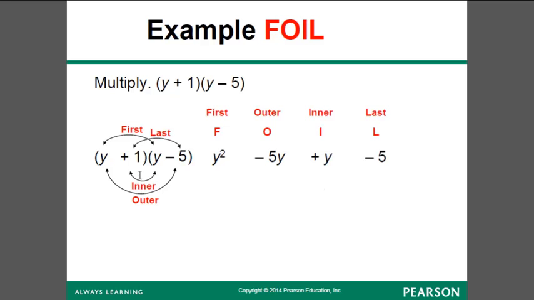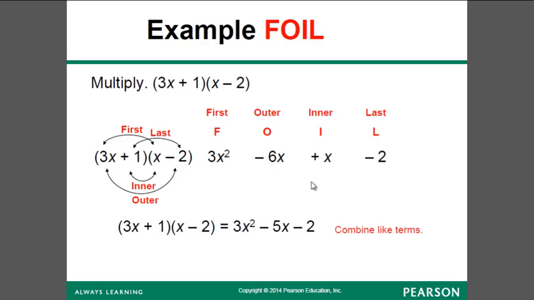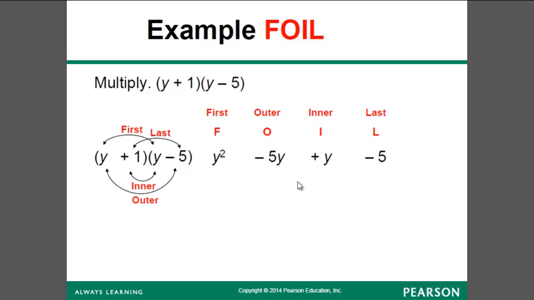And then the L stands for last. Take the last in each binomial and multiply them. Positive 1 times a negative 5, which gives me a negative 5. So I get y squared minus 5y plus y minus 5. And I simplify. Whenever I simplify, which I left out, I would get y squared minus 4y minus 5.